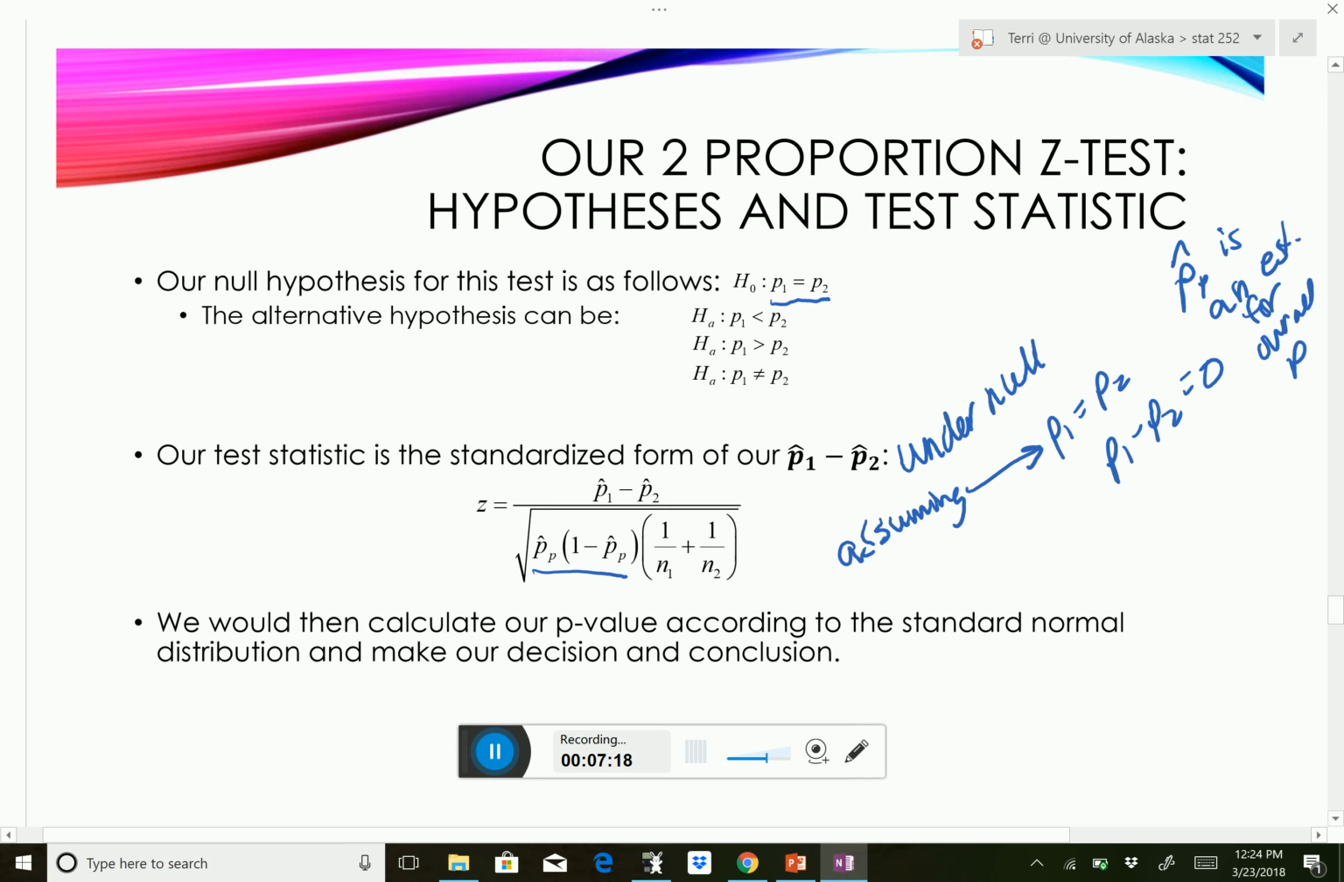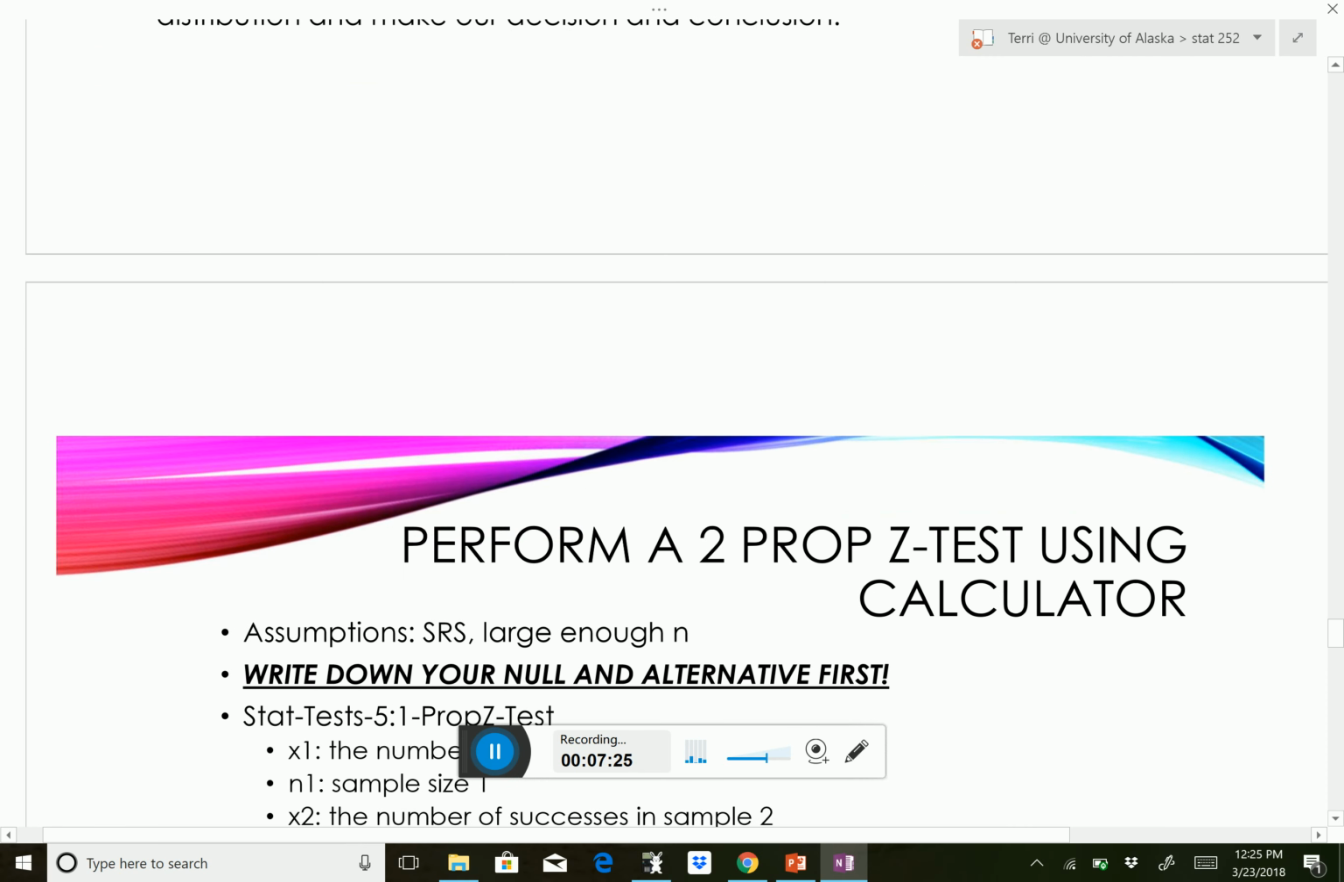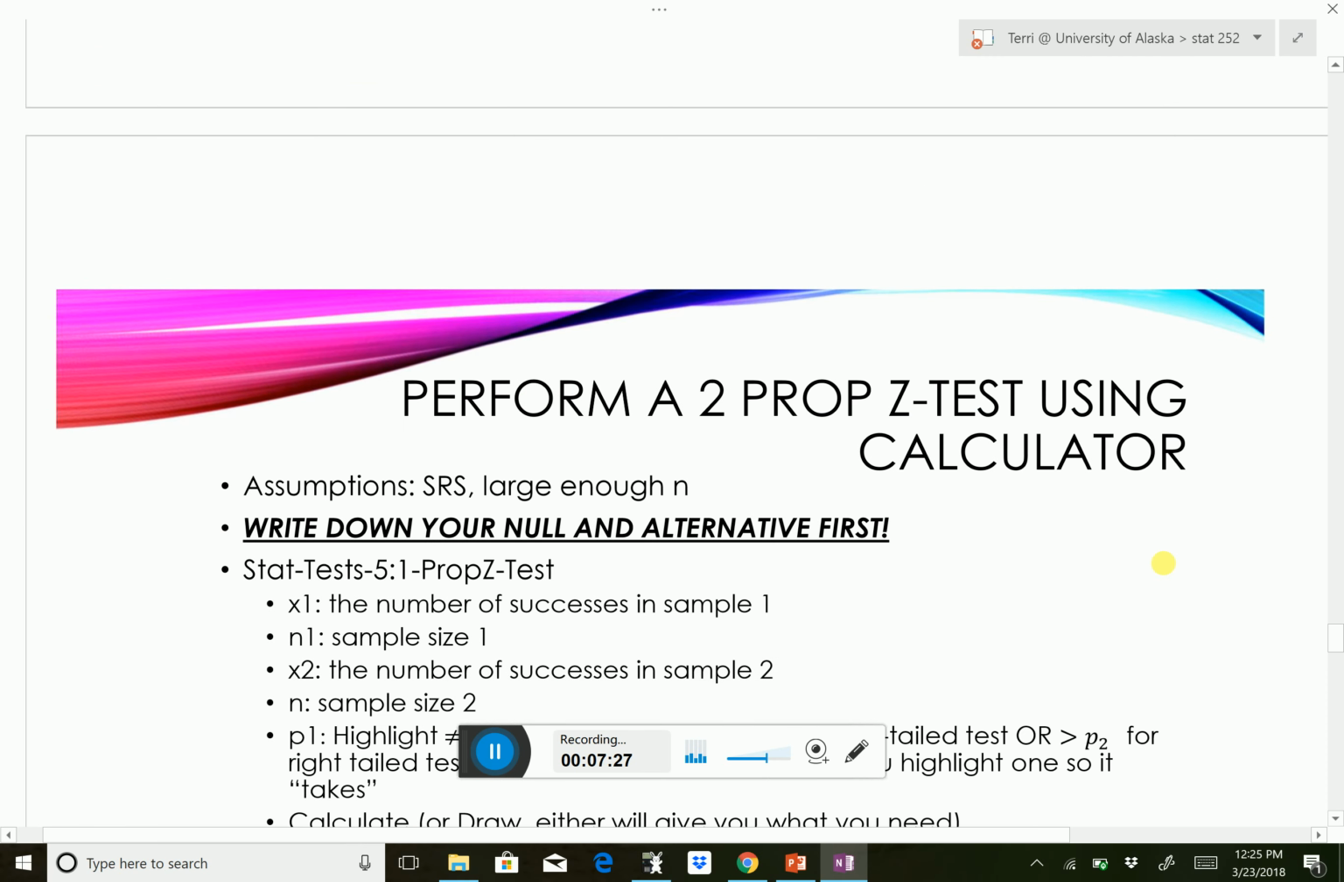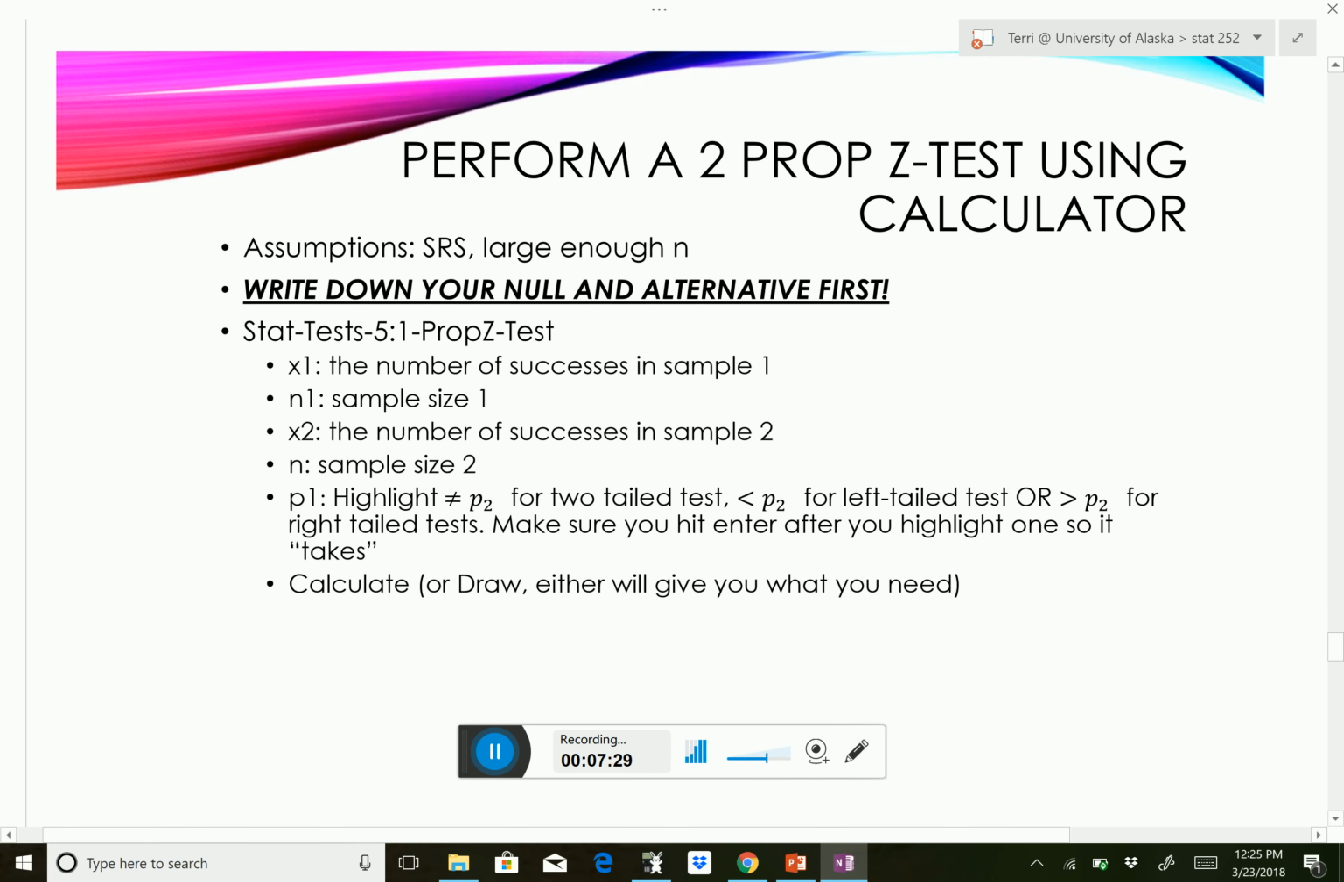So, again, we would use this Z, use normal CDF, and calculate our p-value. However, most of this we're going to be doing on the calculator. So, we make our assumptions. Again, SRS, and we have a large enough n, according to the rules on that page. And again, always write down your null and alternative first.